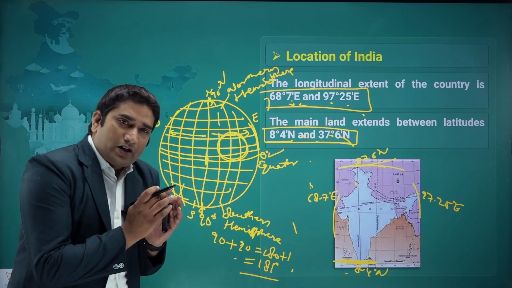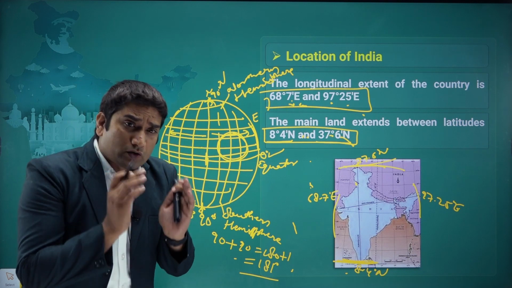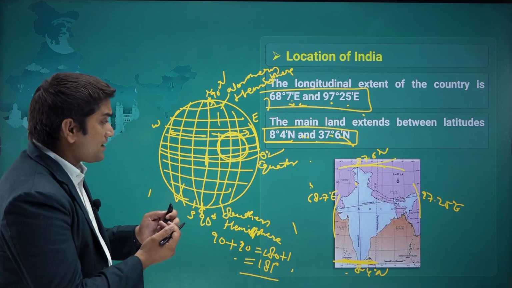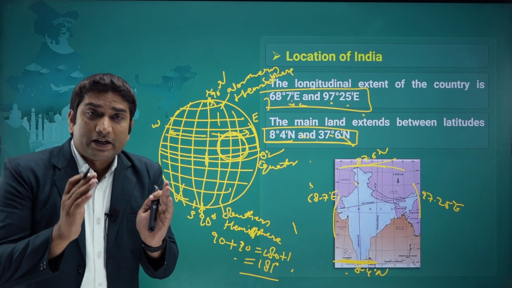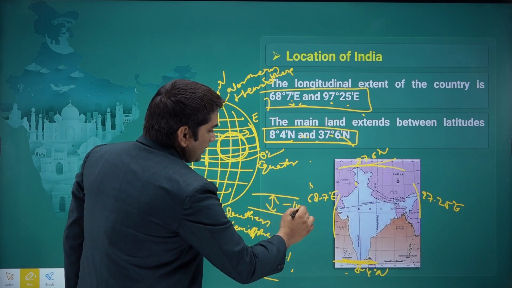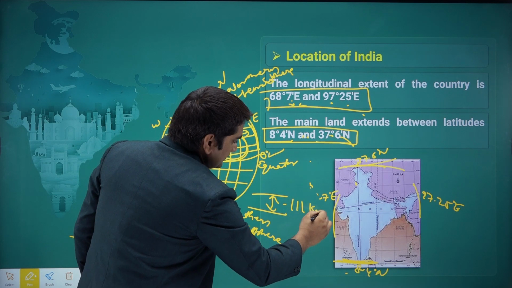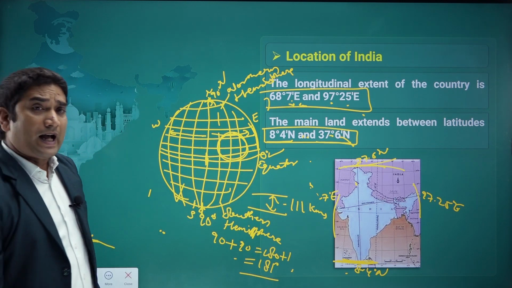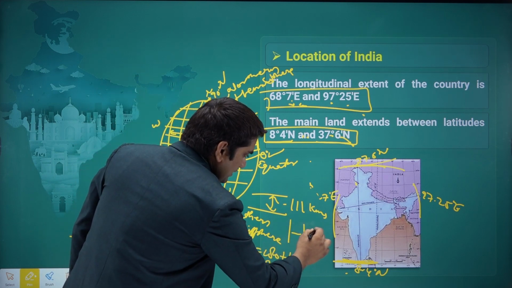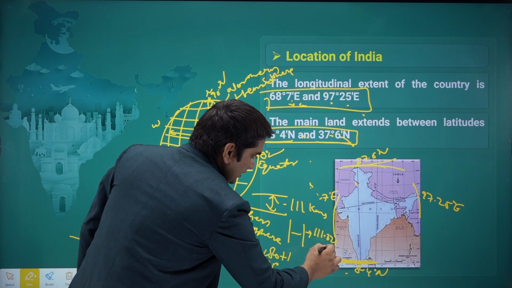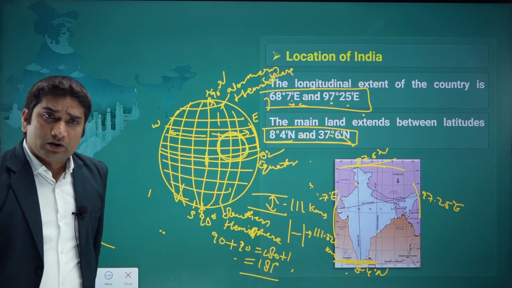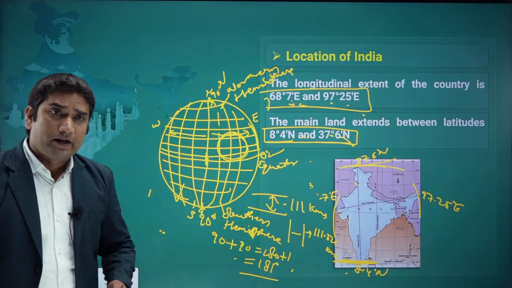In total we have 360 longitudes and 181 latitudes on the earth's surface. Now a question may arise: what is the distance between two latitudes? The distance between two latitudes is 111 kilometers, and the distance between two longitudes is 111.321 kilometers. This is how we find out the location of any country. I hope it is clear now.